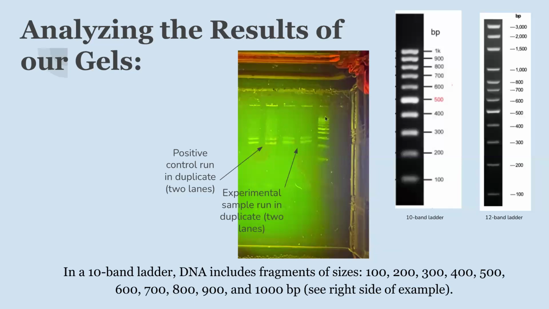So you can see the DNA ladder here. You can see those positive control samples here, and you can see the banding present for this person, right? You have your positive control run in duplicates of 2 lanes, and your experimental sample run in duplicates of 2 lanes. And again, your base pairs are seen here.